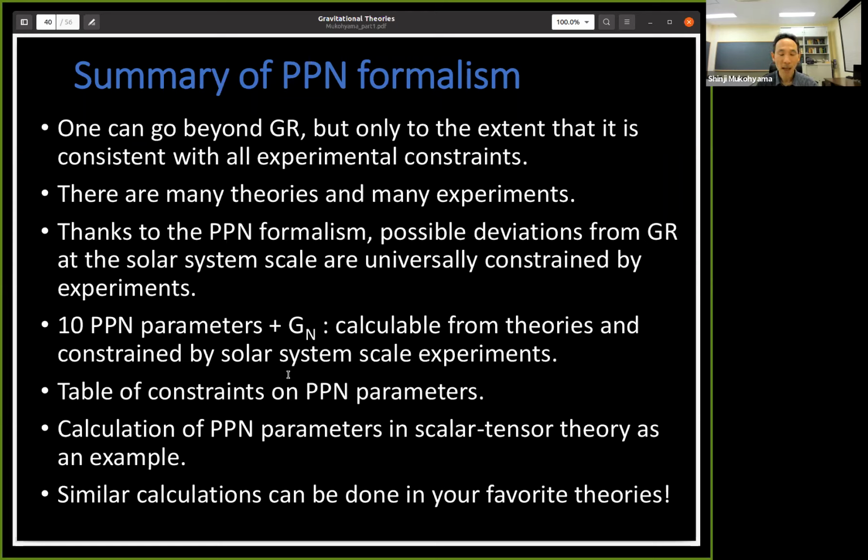And so I showed a table of constraints on the PPN parameters, and I showed how to compute PPN parameters in scalar tensor theory as a simple example. So we can do similar computations in your favorite theories. I want to see if there are any questions or not.